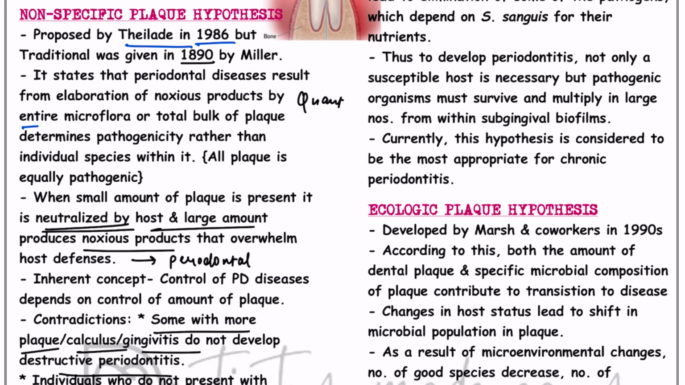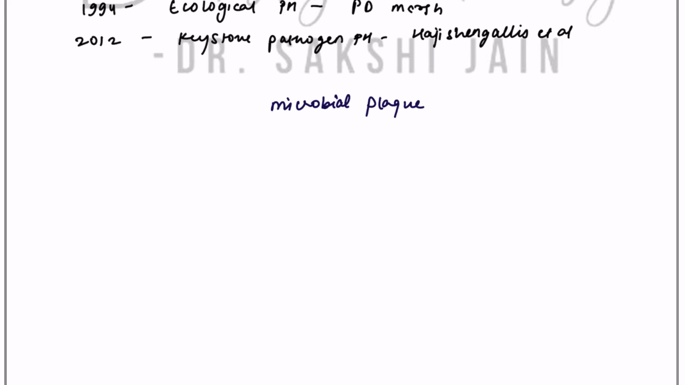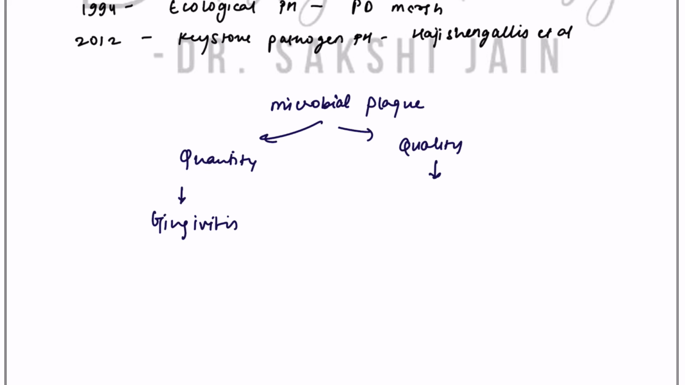it is the entire microflora, or the total bulk of the plaque, that causes periodontal destruction. The statement was that periodontal diseases result from the elaboration of noxious products by the total bulk of the plaque. So all plaque is equally pathogenic. For example, there is this microbial plaque. There are two scenarios, the quantity and the quality. If the quantity is more, it leads to gingivitis. But when quality comes into the picture, that will lead to the virulence factor.